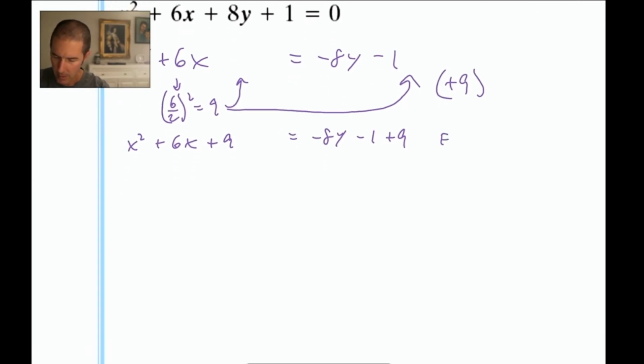Next thing I want to do is factor on the left-hand side, and I think I'll factor on the right-hand side also. Factor, factor. On the left-hand side, we've engineered this to be a perfect square. It is x plus 3 squared. And on the right-hand side, these add to make positive 8. So this really says negative 8y plus 8. And I'm going to factor a negative 8 out of those two terms and write this as negative 8 times the quantity y minus 1.